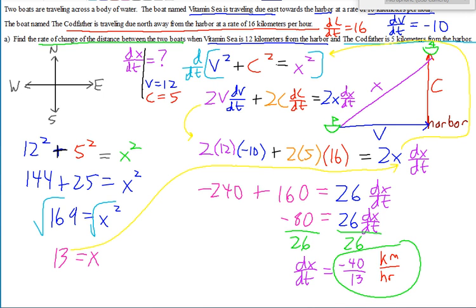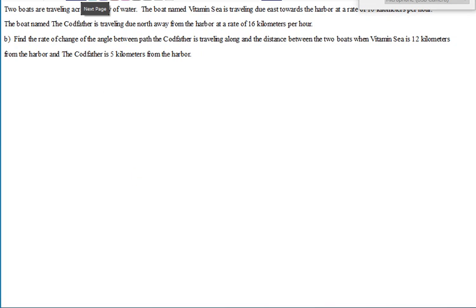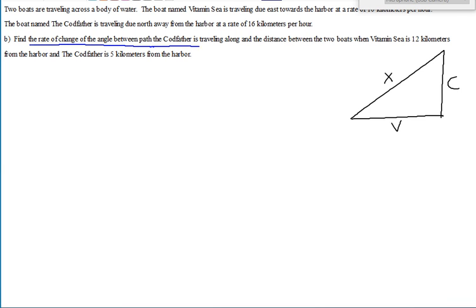All right, let's look at one more related to this one. Part B here. We've got the same overall setup, so I'm just going to draw our triangle again. I'm just going to put the essential components on it, T and X. And then it asks for the rate of change of the angle between the path the codfather is traveling along and the distance between the two boats.